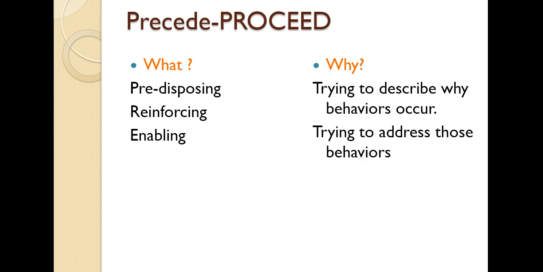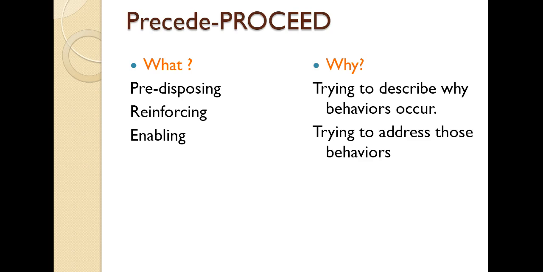So the first one on the list was PRECEDE-PROCEED, and there's a whole lecture on that in a different slide presentation. But just briefly, for this model, when you're doing your planning of your program, you often look at predisposing, reinforcing, and enabling factors. And the reason you look at them is because you're trying to describe why behaviors occur.